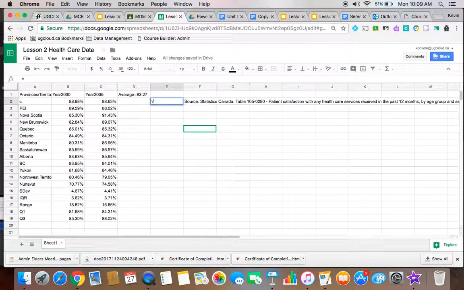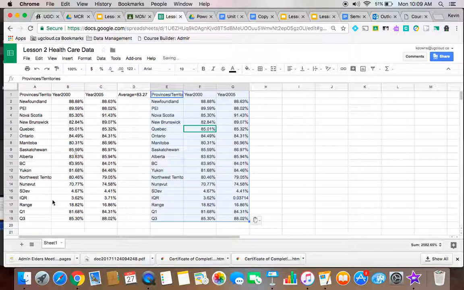Just a reminder that standard deviation is the typical distance a point is from the average. And so what that number of 4.67 means is if you take the average of 83.27, typically points are going to be 4.67 above that and 4.67 below that. So that's an explanation for standard deviation.